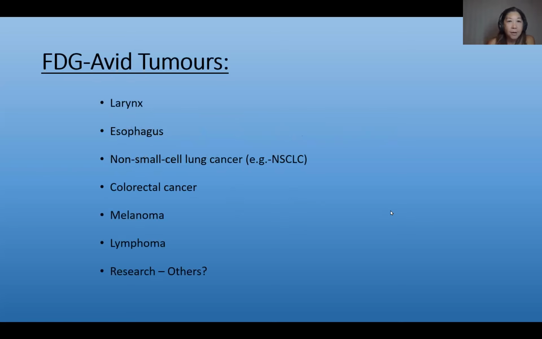So you can see from this list that there are a number of tumors that are FDG avid, and for those reasons, we can use PET-CT to investigate either the initial diagnosis or the follow-up of these particular types of tumors. You'll notice as well that there is a fair amount of research that is always ongoing here and around the world. So there's always going to be new applications of PET, particularly with FDG, as we learn more about its applications in oncology.